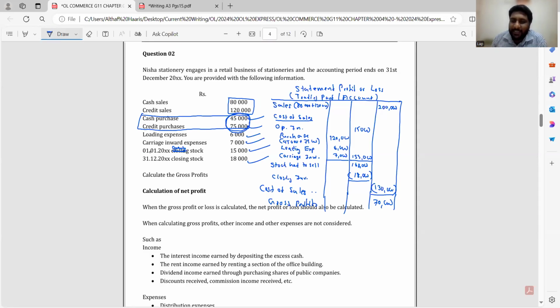Here, people, certain students might have questions. 148 minus 18,000 is plus 130,000. It is a plus value, but it is a cost. Cost goes inside the brackets. It is a plus value, but it is a cost, so that's why we are writing inside the brackets. Cost of the items that you sold. If you are done, let me know.